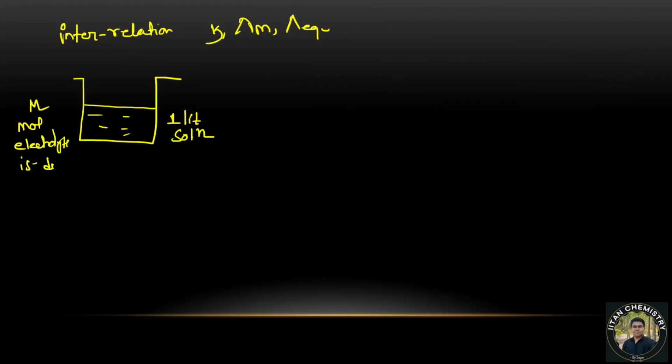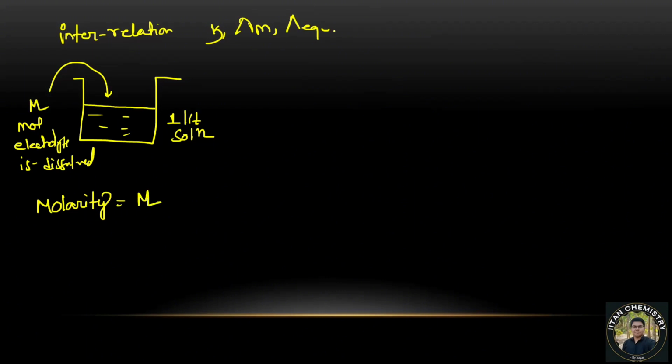M mole electrolyte is dissolved. I have added m mole electrolyte here. Now, the molarity of the solution, molarity means mole per liter of solution. Here m mole I have added, so molarity will be m, right?